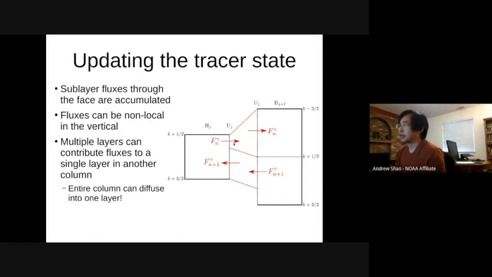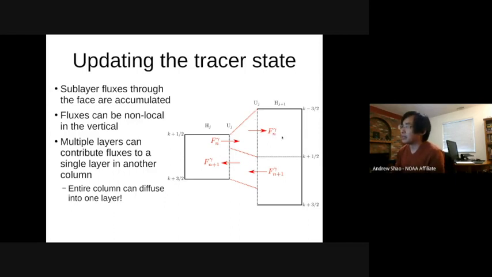So in this particular case, if you assume that the arrows represent both magnitude and direction, you can add this up on the left-hand column to say that Fn gamma plus Fn plus 1 gamma actually equals 0, because these two arrows are of equal length. So part of this tracer is leaving the cell, but it's also getting replenished from the other sublayer.